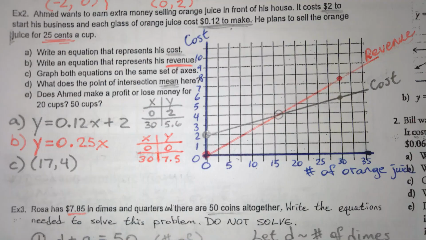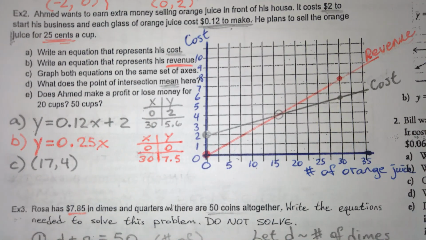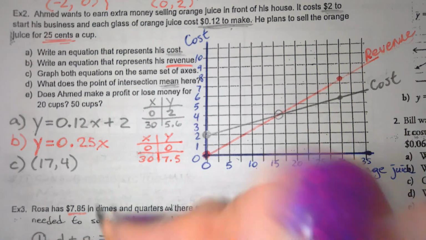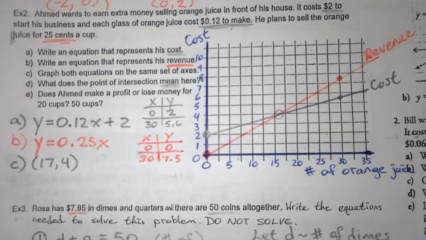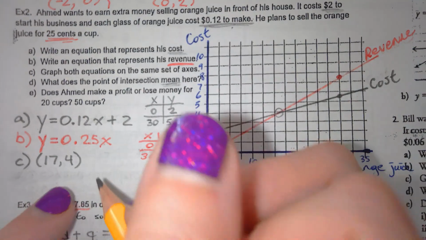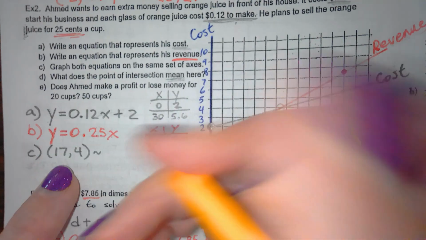All right. So what does this 17 and 4 represent? James. How much orange juice he sells until he doesn't lose money? Good. I like that answer. But so what's the unit? So 17 what?